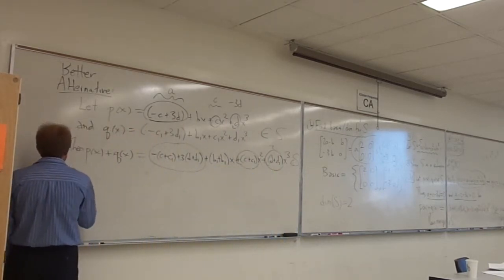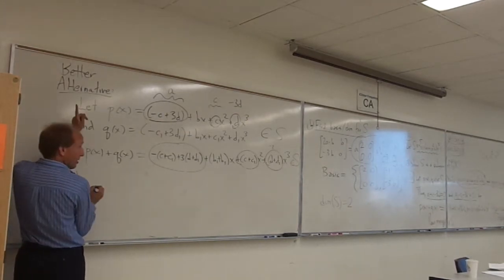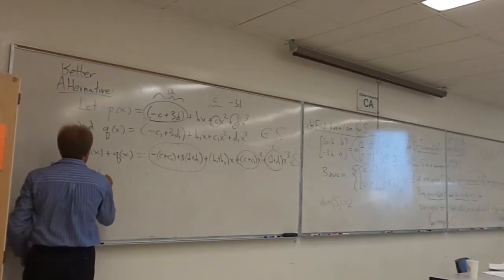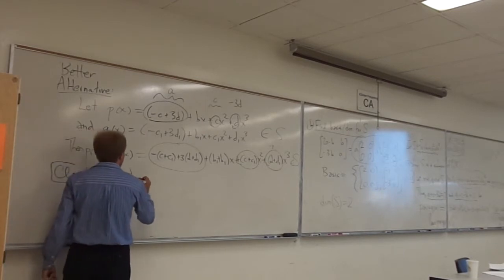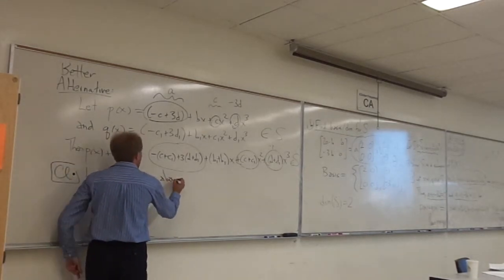Okay, so closure under scalar multiplication. I'm going to do it from this perspective here. So I'm going to say let P of x be as above. And what else am I going to do?